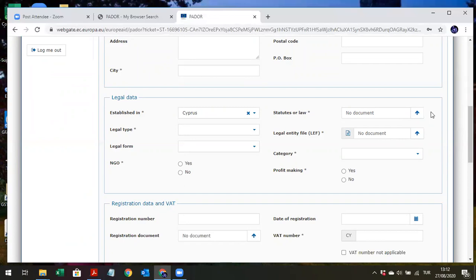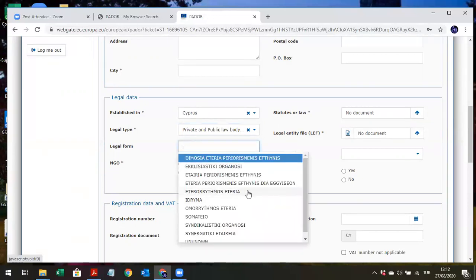It can be different organizations. So the relevant document of establishment should be uploaded here. Then we have to choose the legal type. It has to be private and public law body in this case. Then we have to choose the legal form of the establishment of the entity.